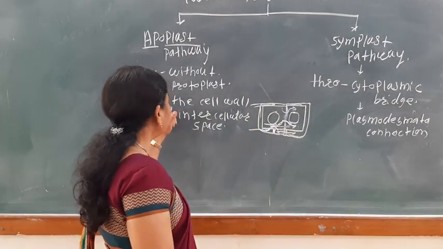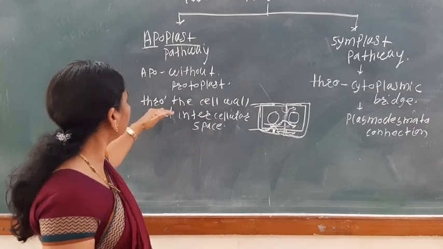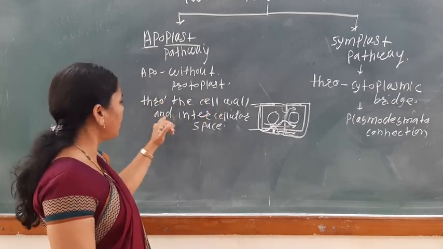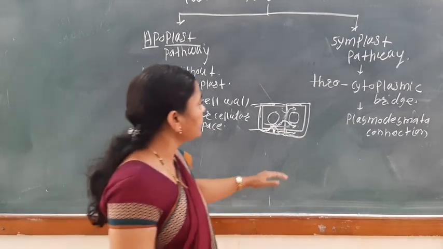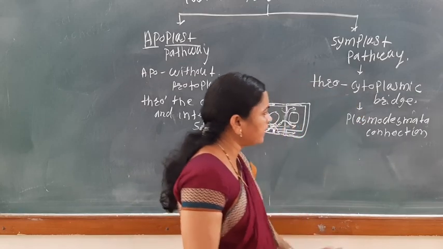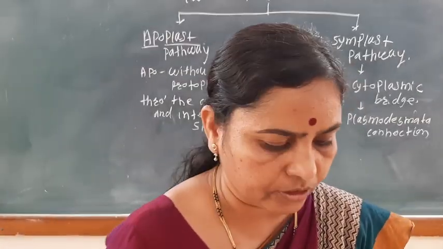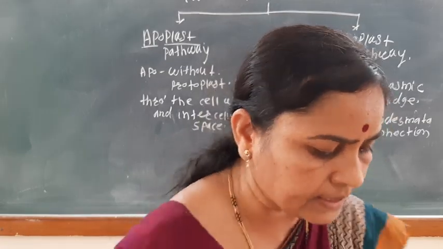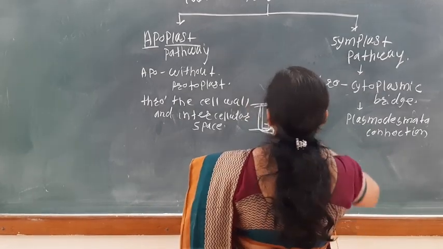Such movement is the apoplast movement, that is, the movement of water through the cell wall or through the intercellular space. In the Symplast pathway, the movement mainly takes place through the plasmodesmata or the cytoplasmic connection. Then the next concept is about the mechanism of absorption of water.